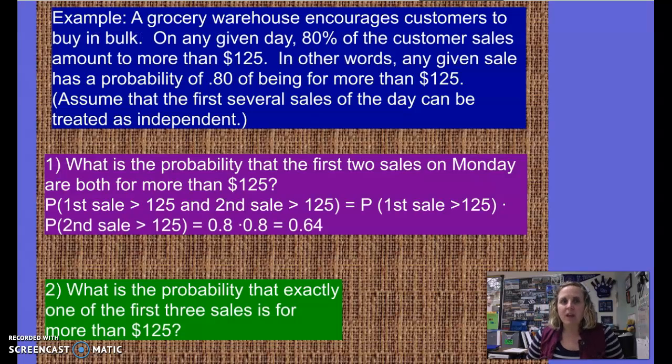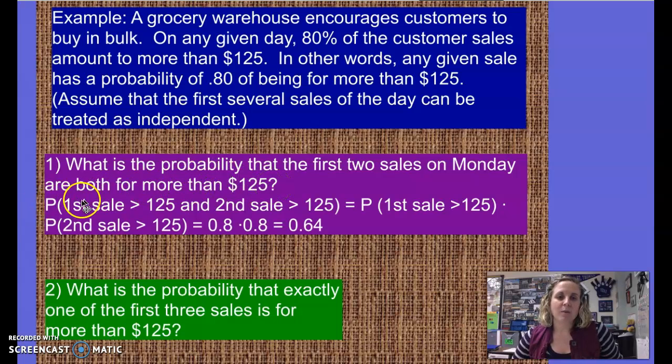Okay, a word problem. A grocery store warehouse encourages customers to buy in bulk. Hey, look at us right now, this is happening. On any given day, 80% of the customer sales amount to more than $125. In other words, any given sale has a probability of 80% of being more than $125. Assume that the first several sales of the day can be treated as independent, meaning customer 1 does not influence customer 2's amount of sales. What is the probability that the first two sales on Monday are both more than $125?